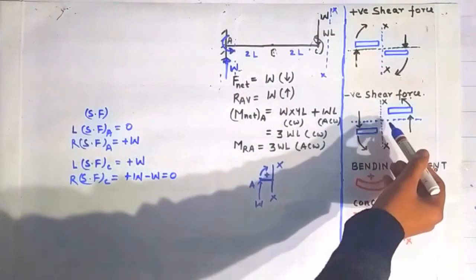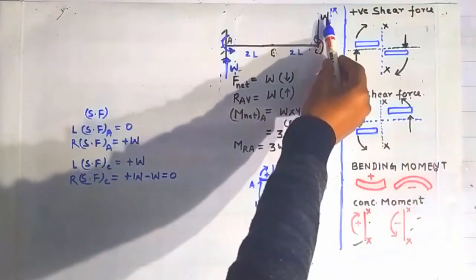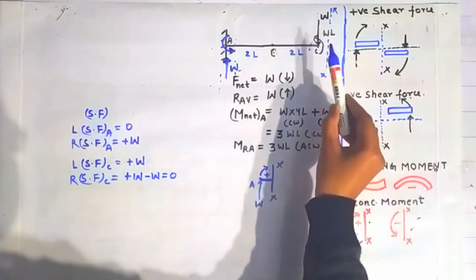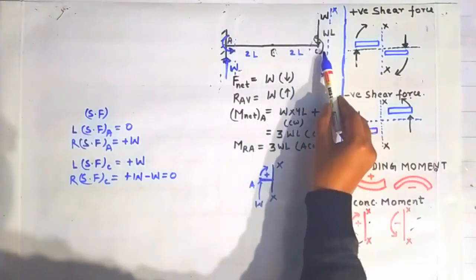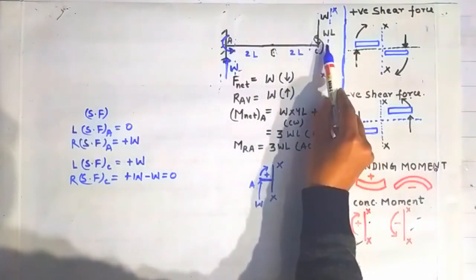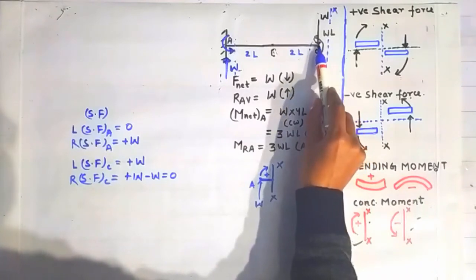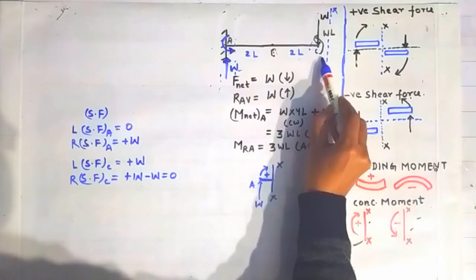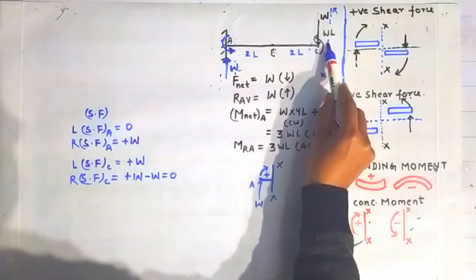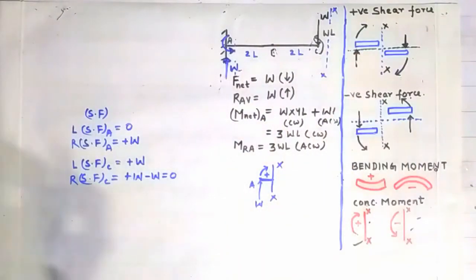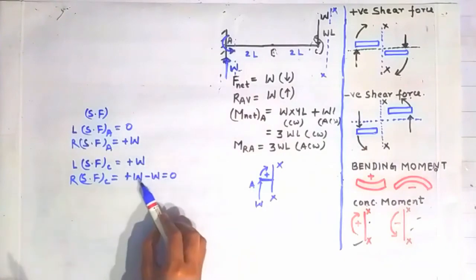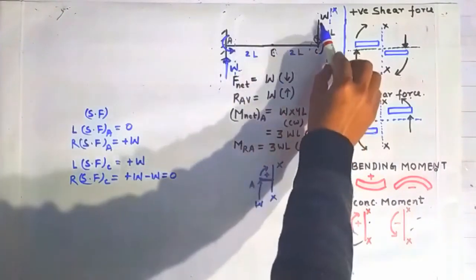Using the same sign convention, because of this load there will be a negative shear force, because this load W is trying to rotate the imaginary beam element lying between the point C and this section XX in which direction? Anti-clockwise about this point. So it is taken to be 0. The calculation will come out to be 0, that is W minus W.